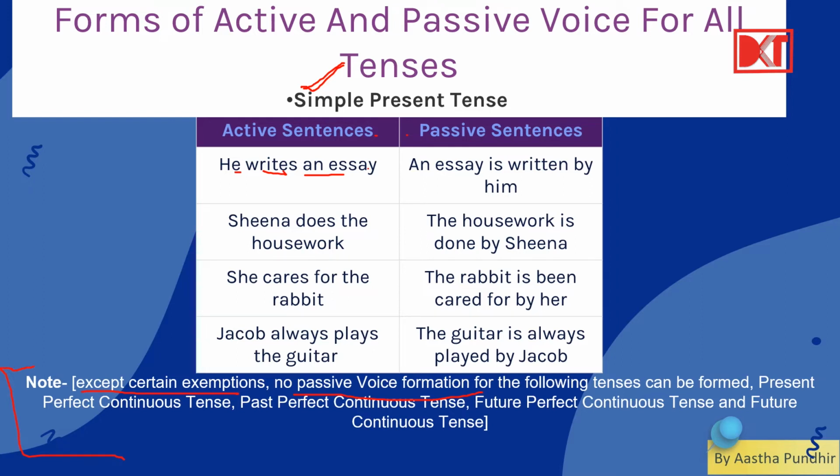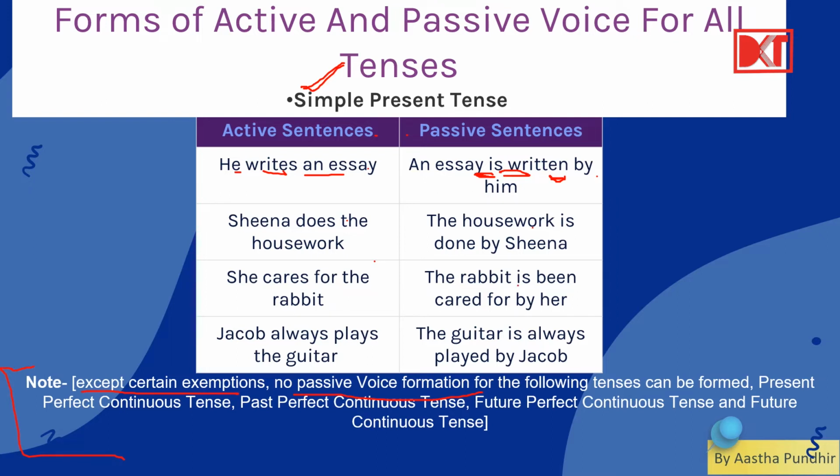यहाँ पे देखो क्या आ गया? Auxiliary verb भी आ गया. हमारा जो ये helping preposition आनी थी वो भी आ गई. ठीक है, verb जो है past participle में change भी हो गया. He writes an essay, an essay is written by him. All right, then she does the housework. The housework is done by she. She cares for the rabbit. Now the rabbit is being cared for by her.